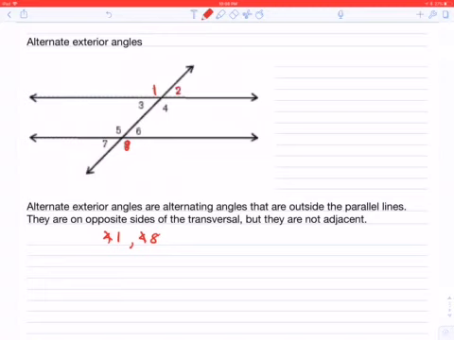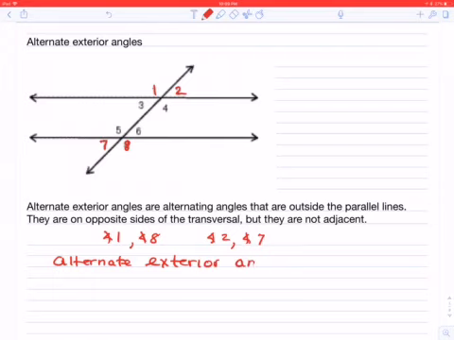Angle 2 and angle 7 are outside the parallel lines, on opposite sides of the transversal, but not next to each other. Any angles that are alternate exterior to each other are going to have the same degree measure. I could sum it up by saying alternate exterior angles are equal.